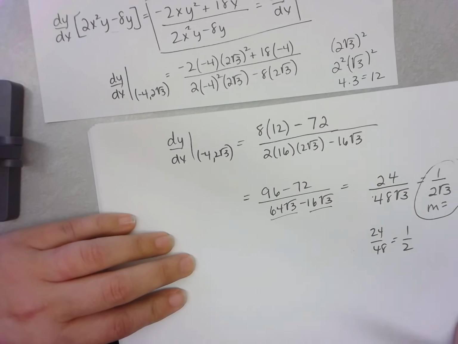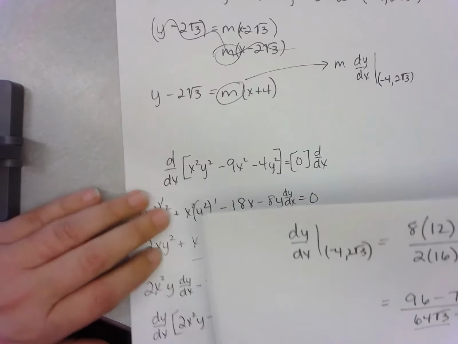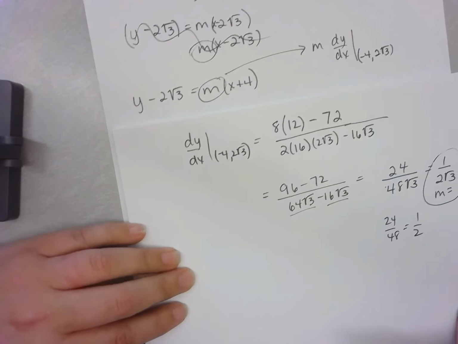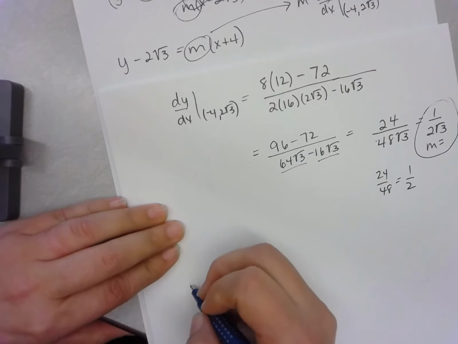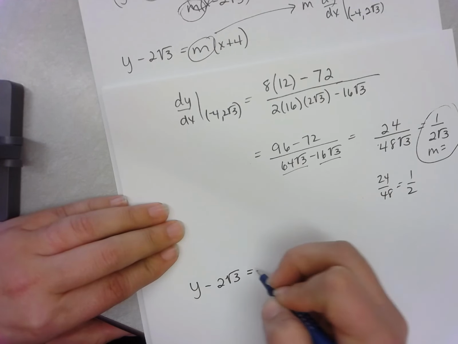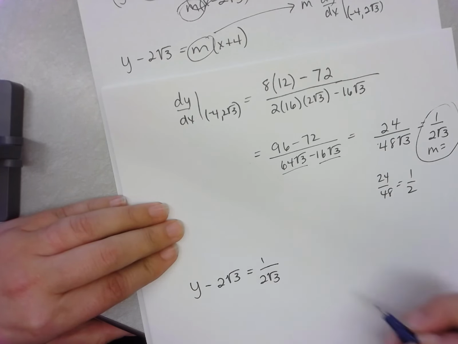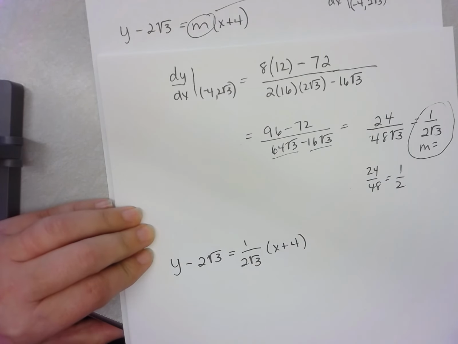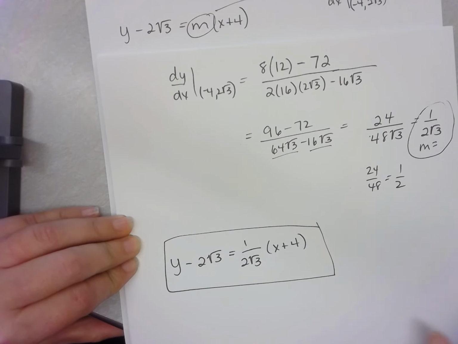So now I'm going to come back up here and pop the rest of this in my equation. I already had, because I was at the point (-4, 2 square root of 3), so the rest of my equation looks like y minus the y coordinate, which is 2 radical 3, equals, my slope is 1 over 2 radical 3. You don't need to rationalize, times x plus 4, because my x coordinate was negative 4. And that's my equation of my tangent line.